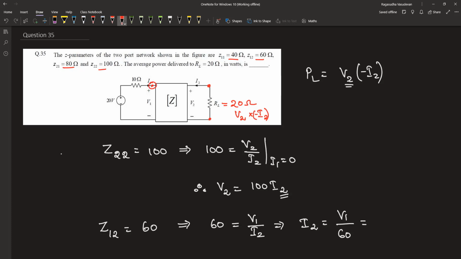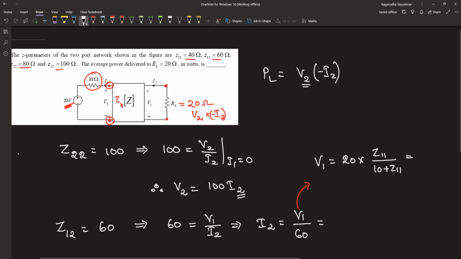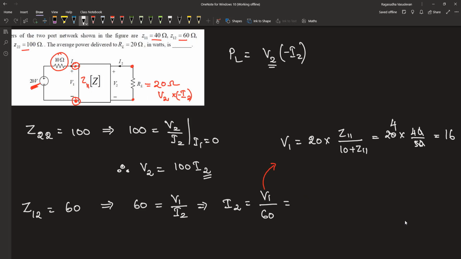V1 is the voltage across these two terminals and V1 is supplied by the 20 volt voltage source. Therefore, according to the voltage division rule, V1 will be 20 into Z11 divided by 10 plus Z11, because this 20 volt is shared by the 10 ohm resistor and Z11. Therefore, V1 is equal to 20 into 40 divided by 40 plus 10, 50. So, this will be 16 volt. I2 is equal to 16 volt divided by 60 ampere. I2 is 4 divided by 15.